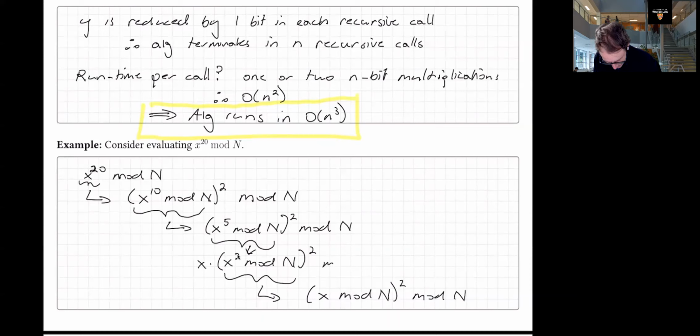Okay, I've got lots of mod n's all over the place, but the point is to compute x to the power of 20 it instead computes x to the power of 10. It does that by this. So if we really go back up from the bottom, it starts here. It computes x mod n. It squares it. Then it squares it again, multiplies by x, squares that result, takes mod, squares that result, and then we're to there, right?